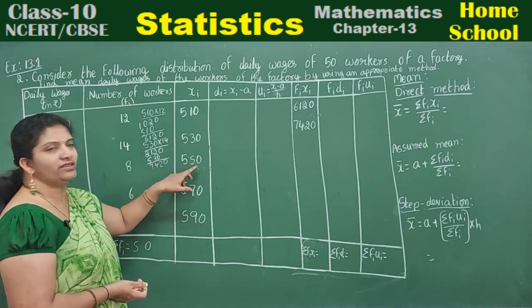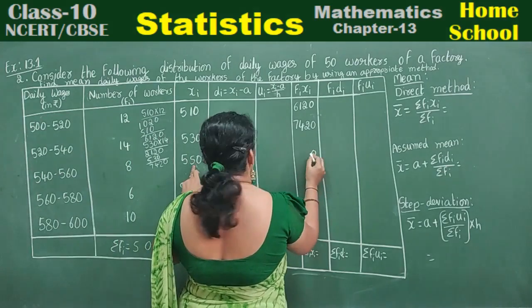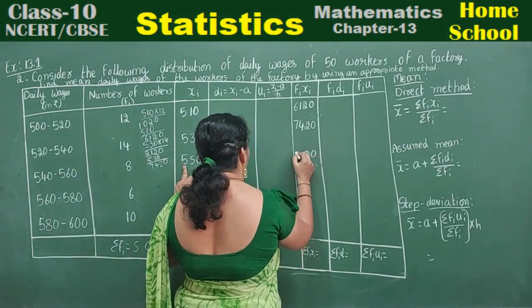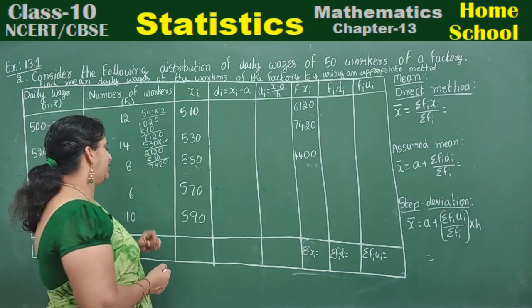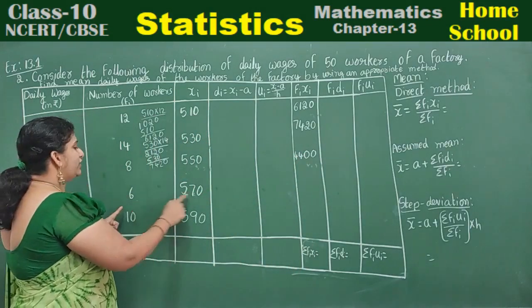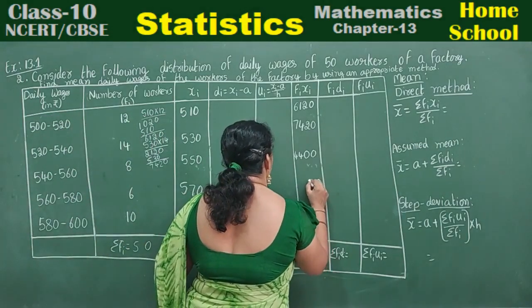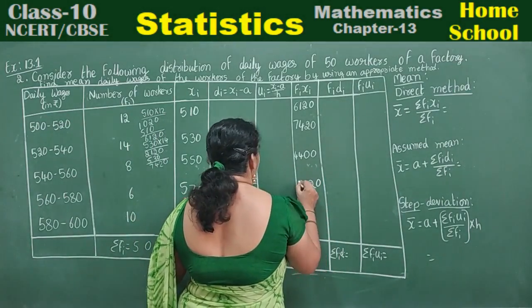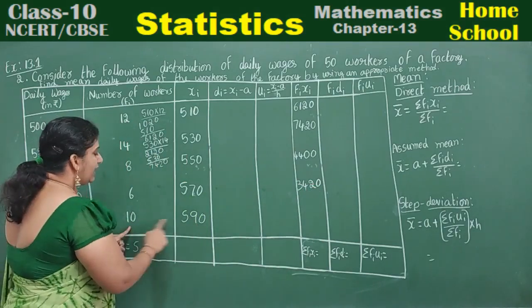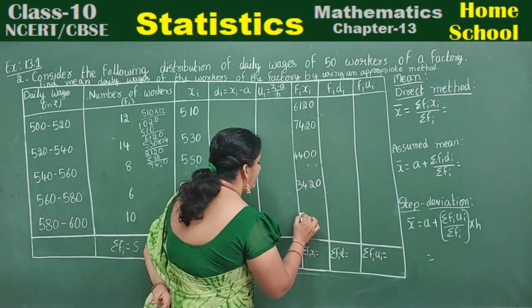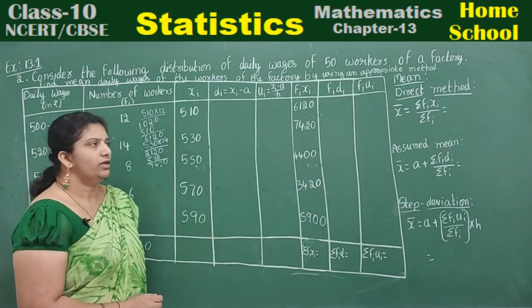8 into 550. Directly you can write here 0, 8 5s are 40, 40 plus 4, 44. That is 4400. Similarly, 6 into 570. Directly you can multiply. 6 7s are 42, 6 5s are 30, 30 plus 4 will be 34. Next, 10 into 590, 5900. Okay, what did we do?